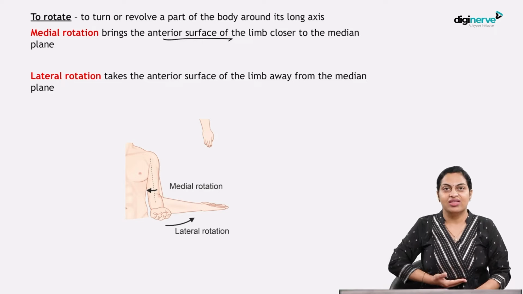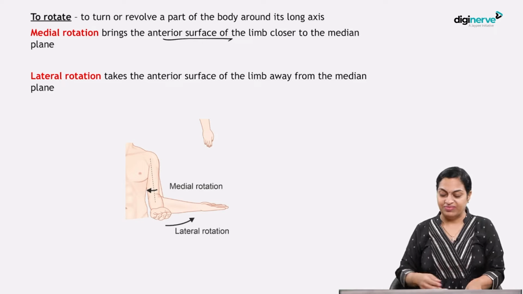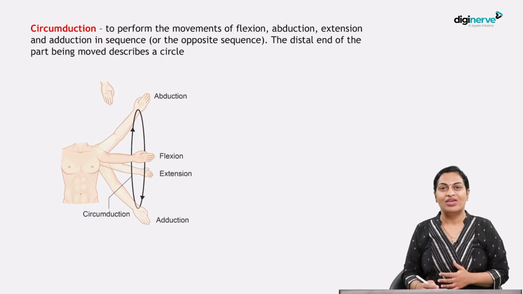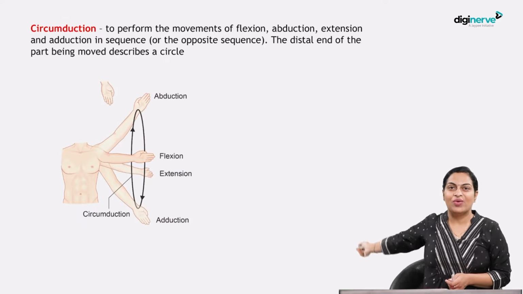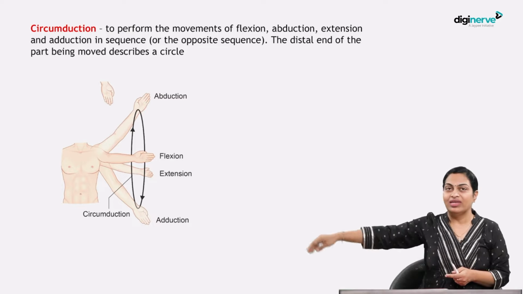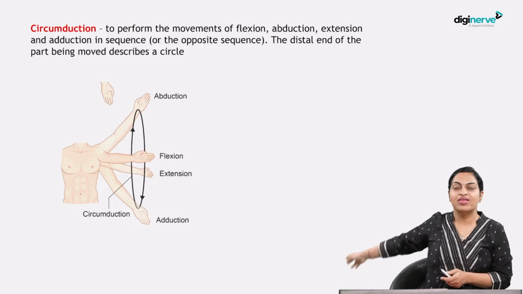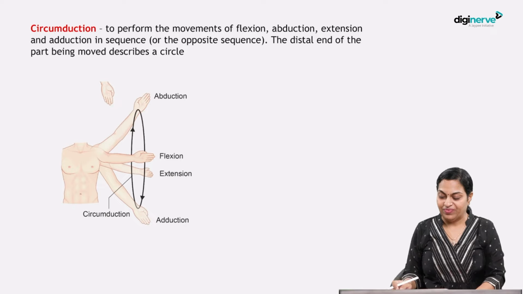Medial rotation, lateral rotation. Circumduction is a combination of all the movements, okay, so that the distal part of the limb, when you perform it, makes a circle.